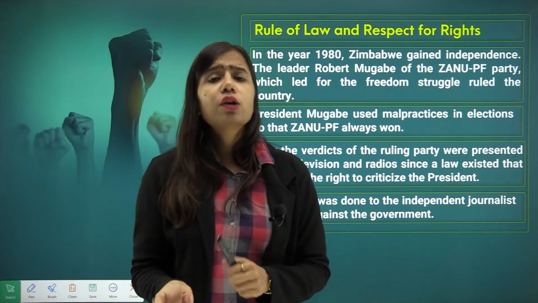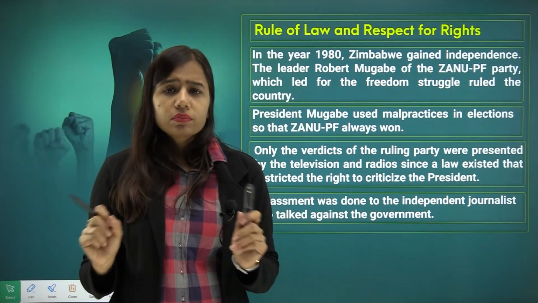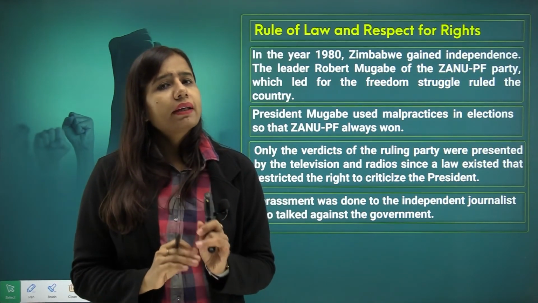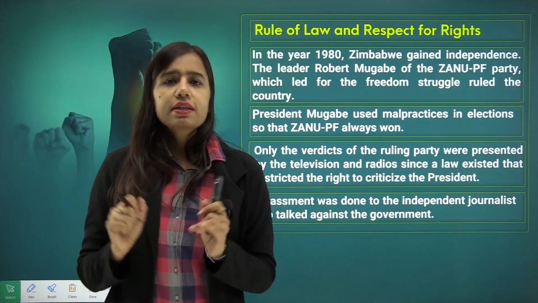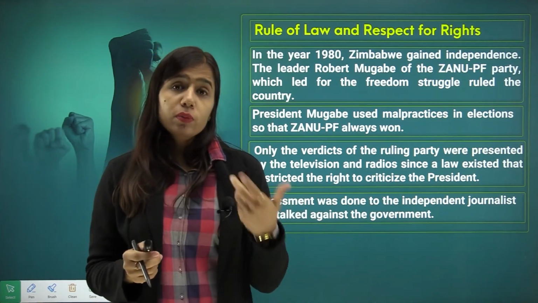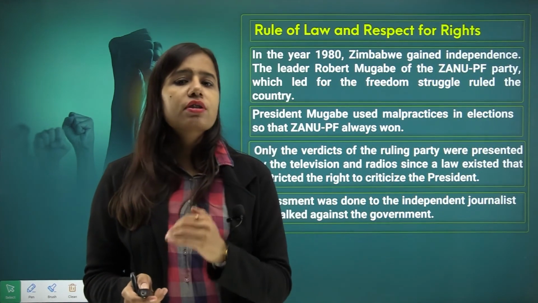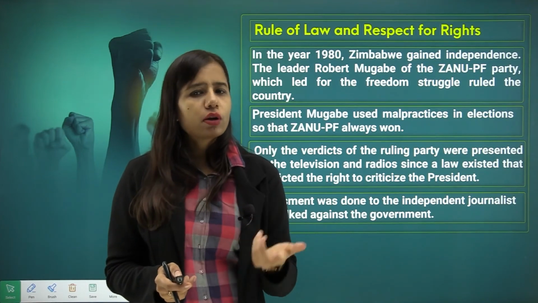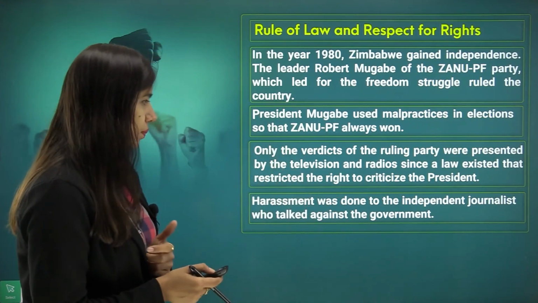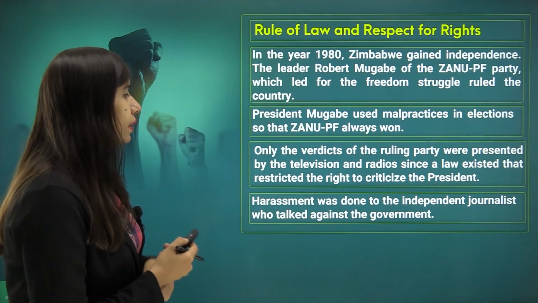तो उन्होंने क्या किया? उन्होंने एक रूल निकाला कि कोई भी प्रेसिडेंट को क्रिटिसाइज नहीं करेगा, राइट? और जो रूलिंग पार्टी थी खाली उसी के बारे में अच्छी अच्छी चीज़ें टीवी पे, रेडियो पे, न्यूज़पेपर्स में दिखाई जाती थी ताकि वही प्रेसिडेंट बहुत ज़्यादा पॉपुलर हो जाए. और उन पे ये भी आरोप लगा कि उन्होंने इलेक्शंस में क्या किया? मैल प्रैक्टिसेस और फ्रॉड्स किए जिसकी वजह से उनकी पार्टी जीती. Harassment was done to the independent journalists who talked against the government.